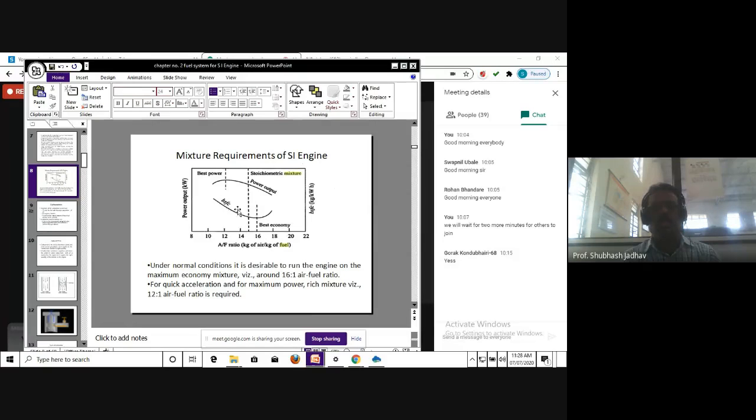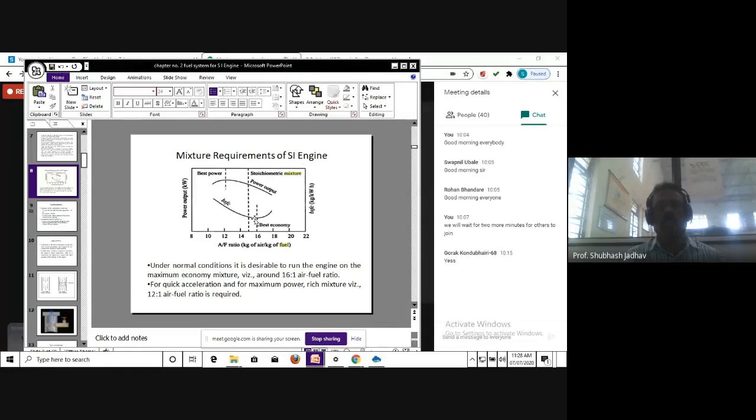But you can see this is the fuel consumption. Fuel consumption is going to be minimum at what? 16:1. So that we call it as economy. So the economy mixture is 16:1, while the power mixture is 12:1. That means if you want to have maximum power, then you should use 12:1 air fuel ratio. If you have economy, then you have to use 16:1. So that is the meaning coming out of this.